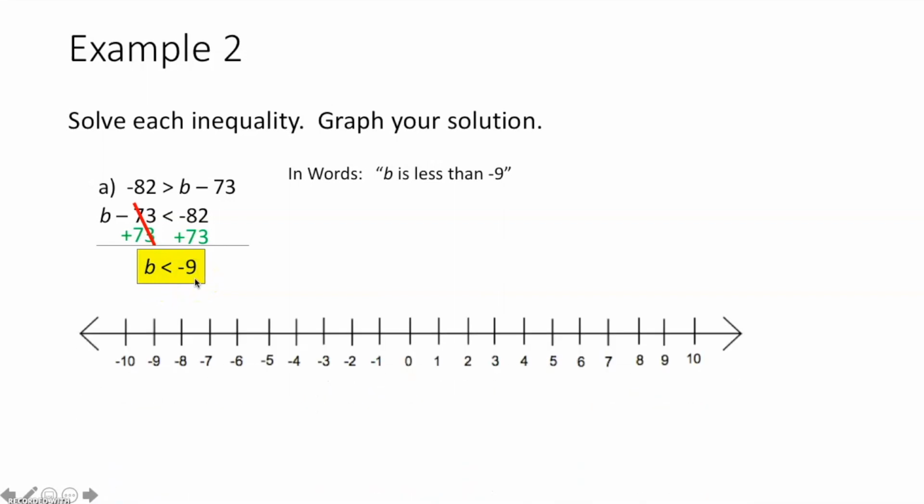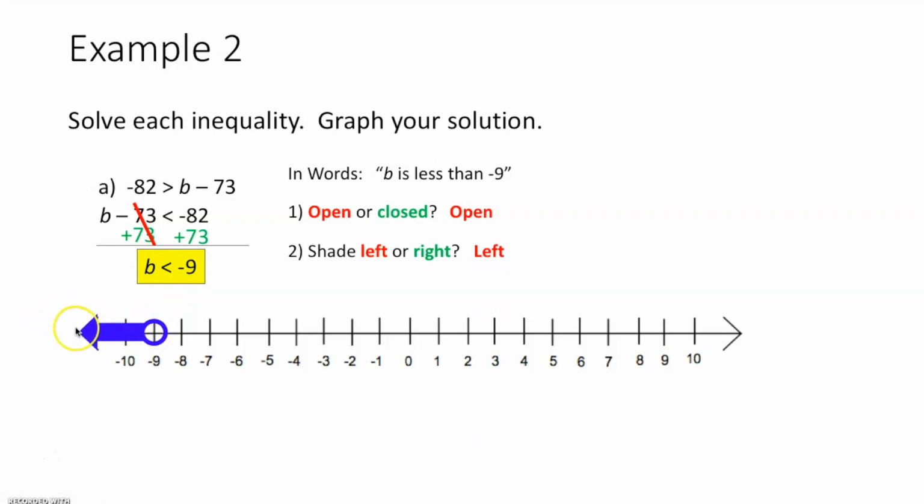Now when I graph it, I start with, do I have an open or a closed circle? Well, there's no equal sign underneath, so it's going to be an open circle at negative 9. So I put an open circle at negative 9. And then do I shade to the left or the right? Well, I want b is less than negative 9. All the b's less than negative 9. So anything less than negative 9, so that'd be negative 10, negative 11, negative 12. So I'm going to shade to the left. If you didn't remember that, you just look at which way the inequality sign points. If you have your variable on the left and you can see it's pointing to the left, so we shade to the left.